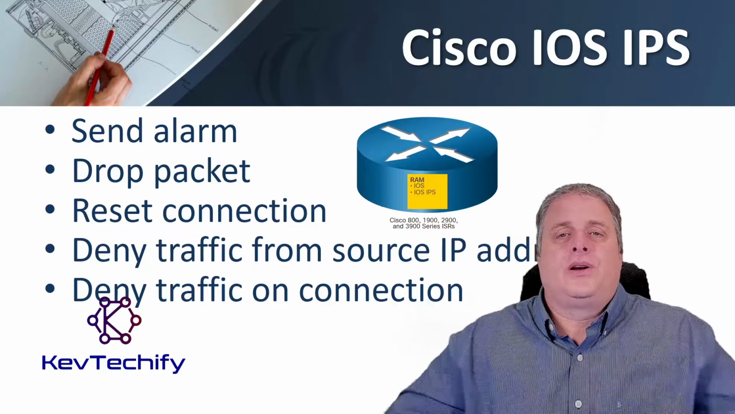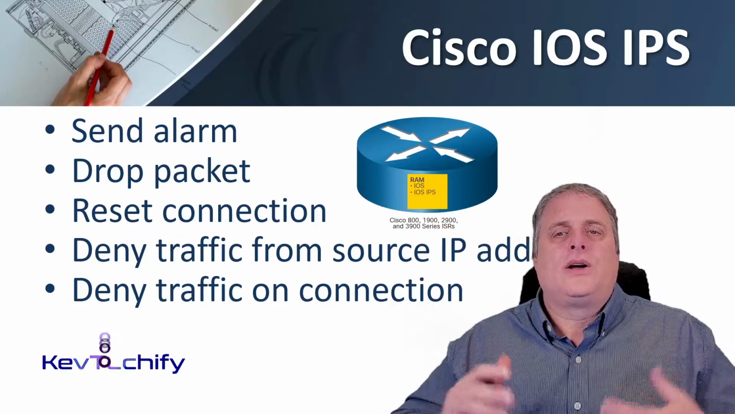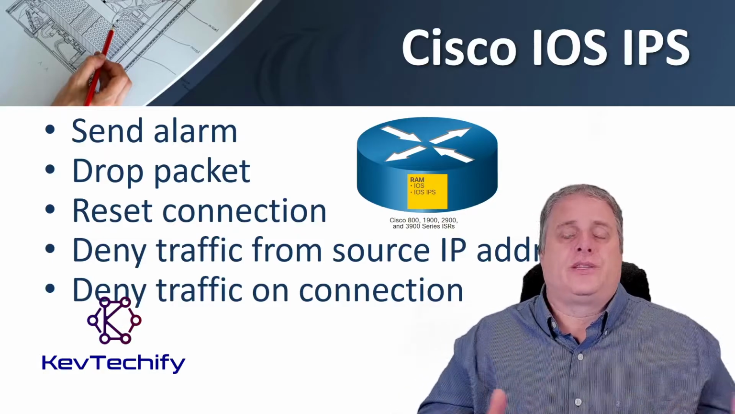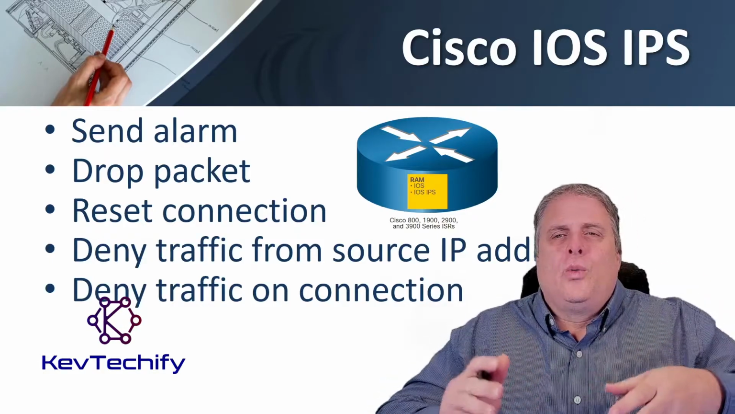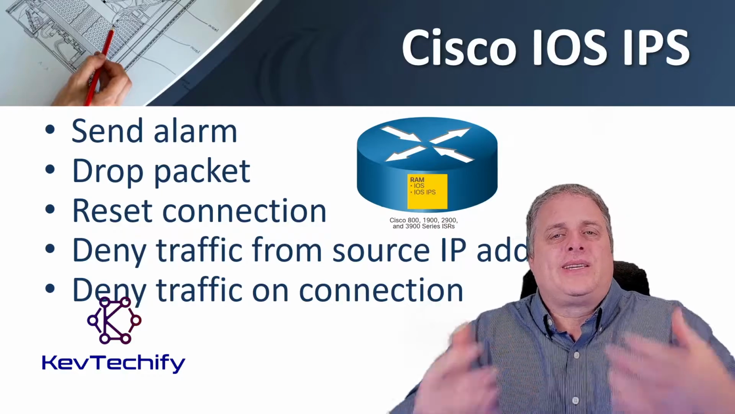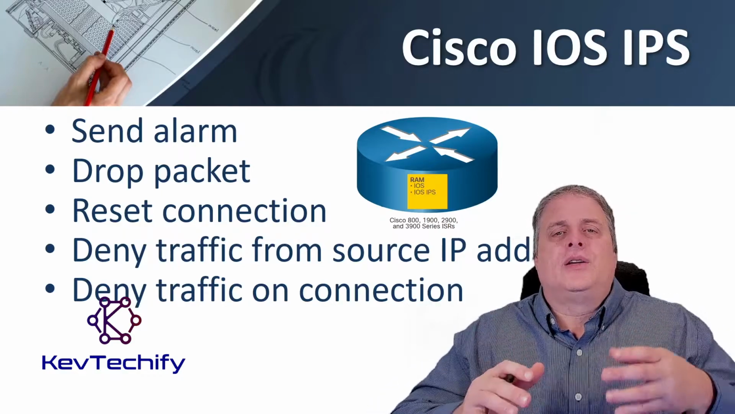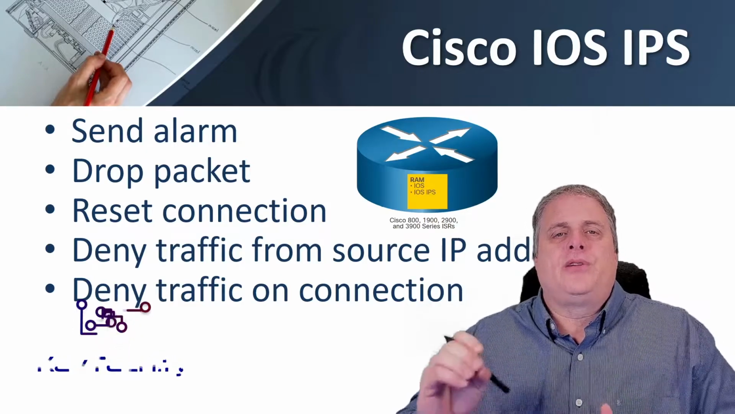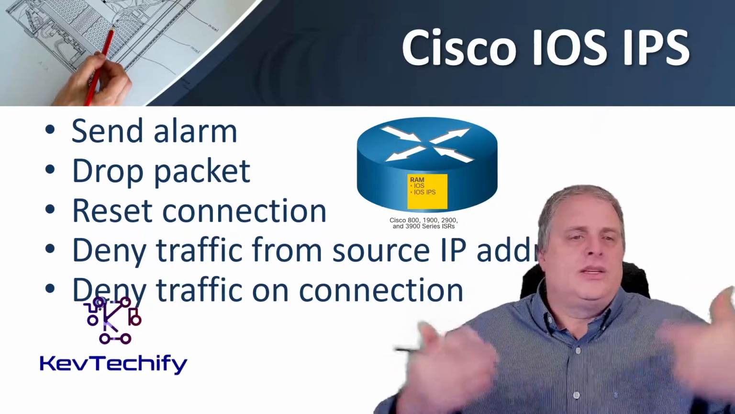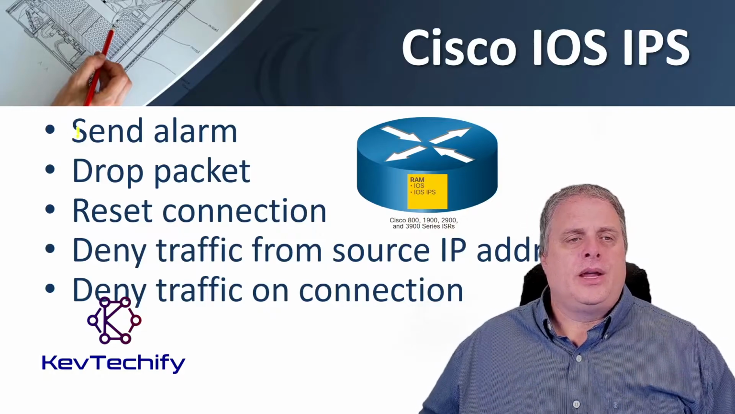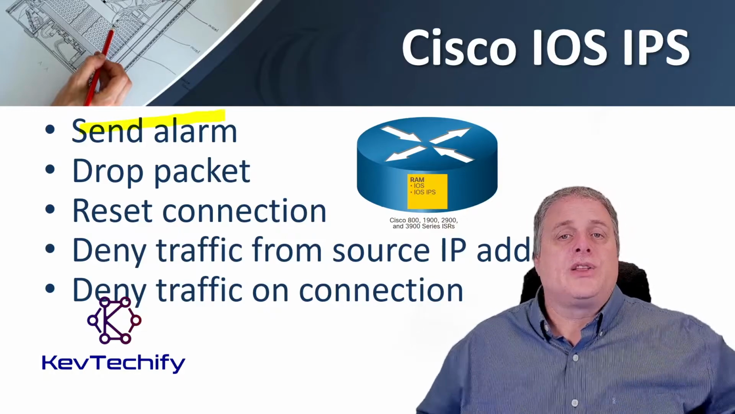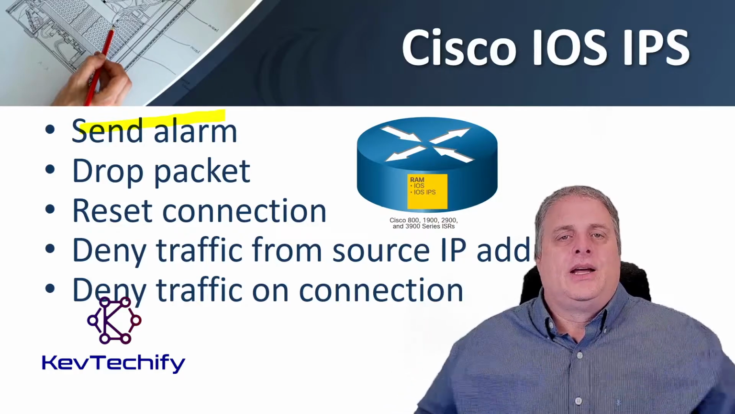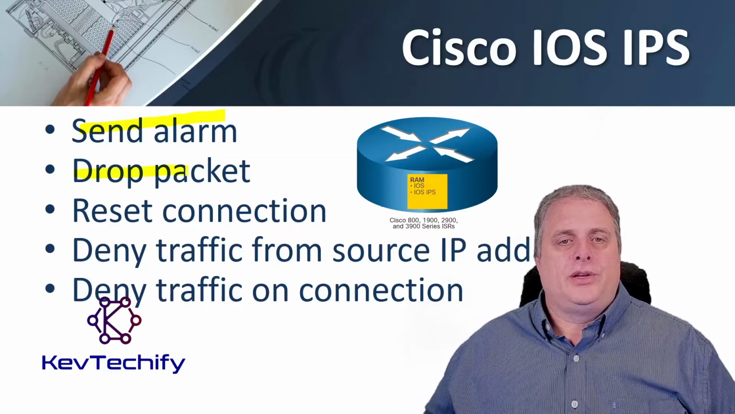The network administrator could configure the Cisco IOS intrusion prevention system to choose the appropriate response to various threats. For example, when packets in a session match a signature, the Cisco IOS intrusion prevention system could be configured to respond this way. First, it would send an alarm to a syslog server or a central management interface. Then the second step would be to drop that packet.